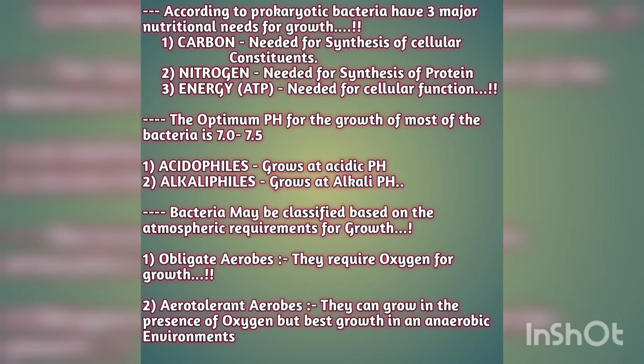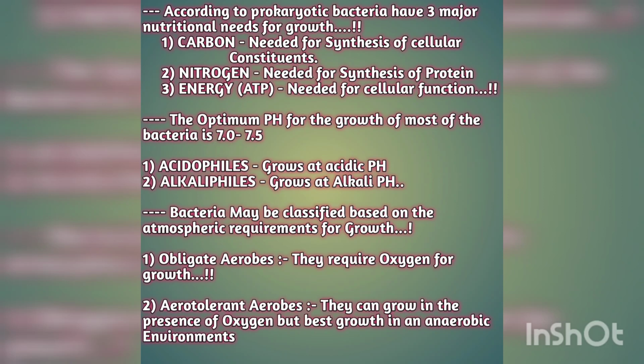So prokaryotic bacteria have three major nutritional needs for growth. I think you all know the difference between prokaryotic and eukaryotic bacteria, this is the basic thing. Now, the three nutritional needs for growth: first is carbon, second is nitrogen, and third is energy. Carbon is required for the synthesis of cellular constituents, nitrogen is for the synthesis of protein, and energy, in the form of ATP, is needed for cellular function. So these are the basic nutritional needs for the growth of bacteria.